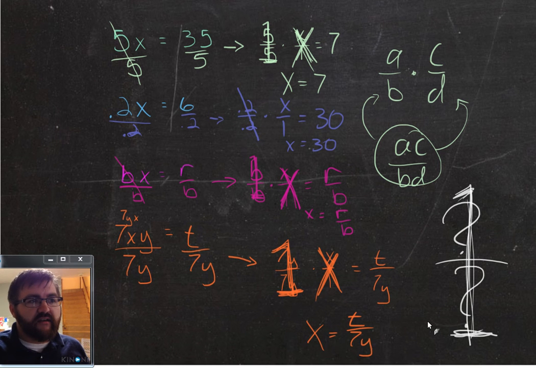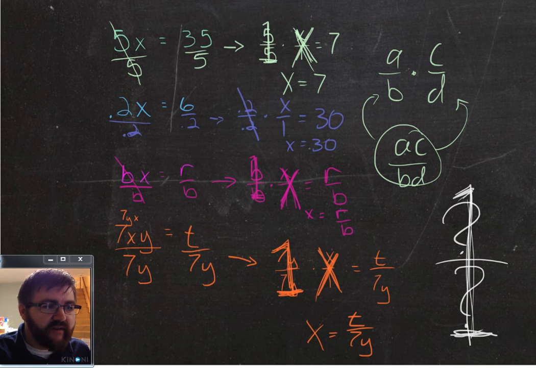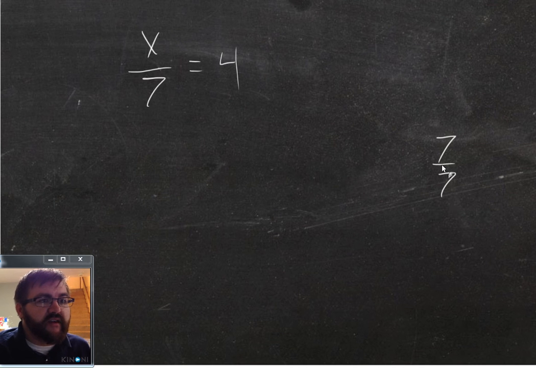And if something is added to x, I want to take it back. If something is multiplied by x, I want to divide by that same thing. And if I understand that something divided by itself is 1, then this idea is not a big deal. Like x over 7 equals 4, right? Then we really know what to do because we know that 7 divided by 7 is 1.